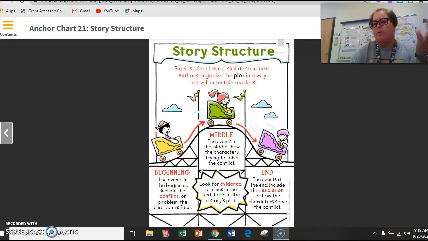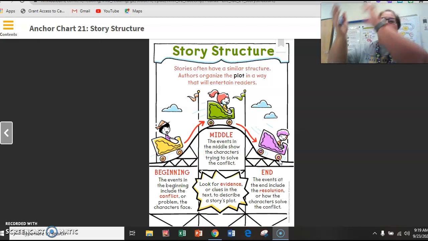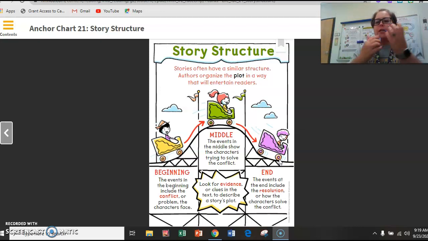We're talking about what's happening, the conflict, whatever happens with the conflict in the middle of the story, and then they come down to the end, and that's when everything is wrapped up and the problem is solved.